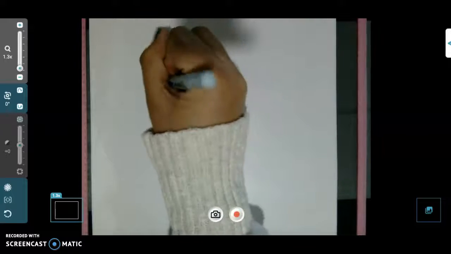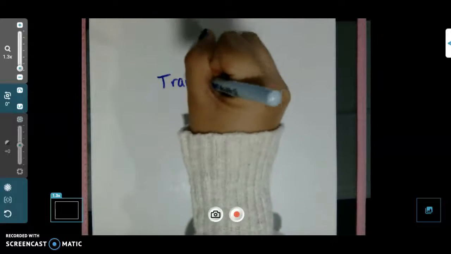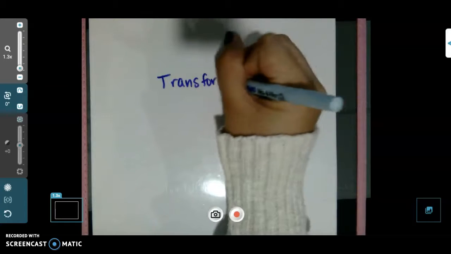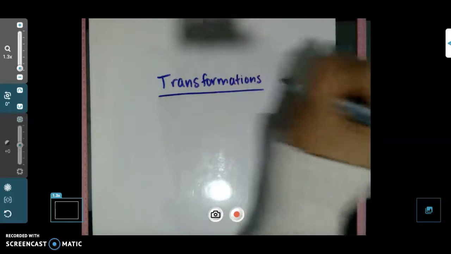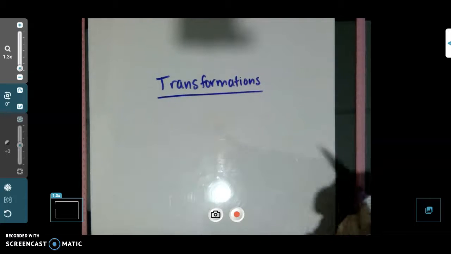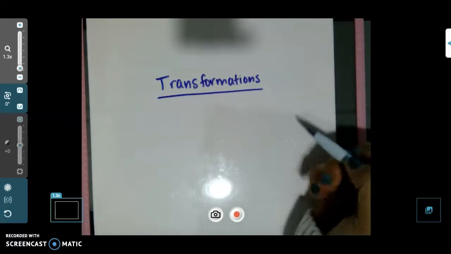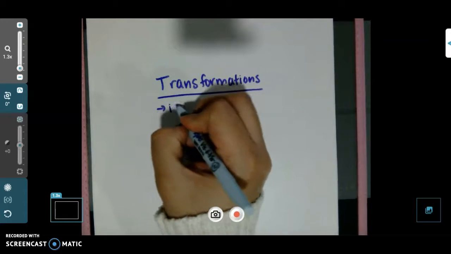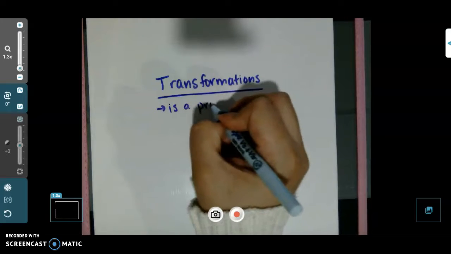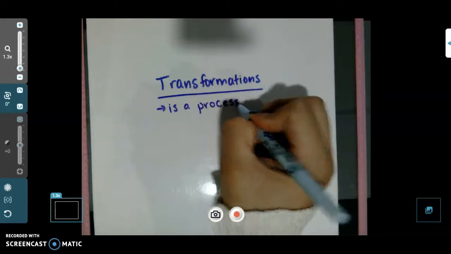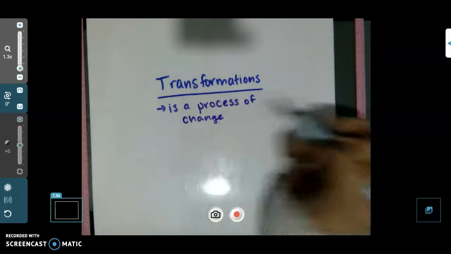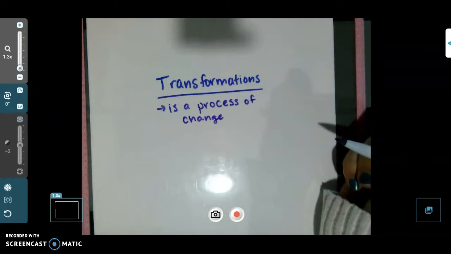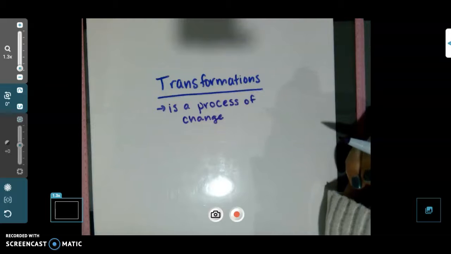Hey guys, so today what we're going to be working on is transformations. So I'm going to go ahead and write the definition down for transformations. You should go ahead and write it down in your Google document or your module book. So the definition for transformations is a process of change, okay?